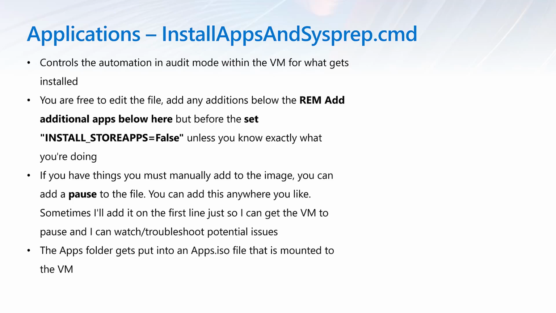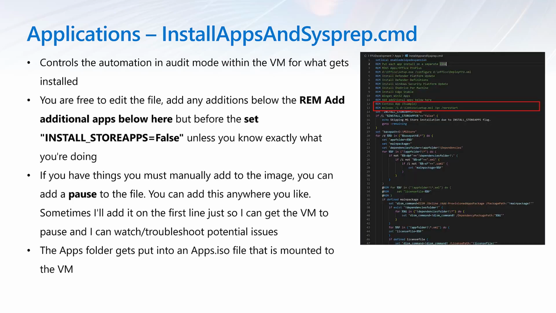Now the apps folder, that actually gets created and put into an Apps.iso file. That Apps.iso file gets created, and then that is what's mounted to the VM. So what this file looks like today is that we have a lot more that's going into the file now.